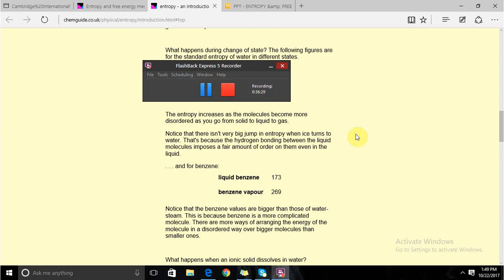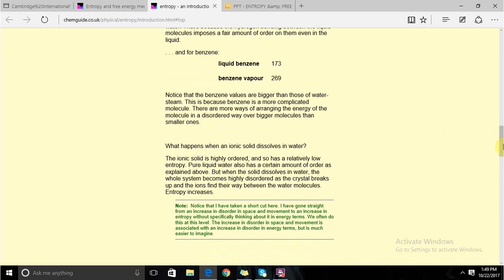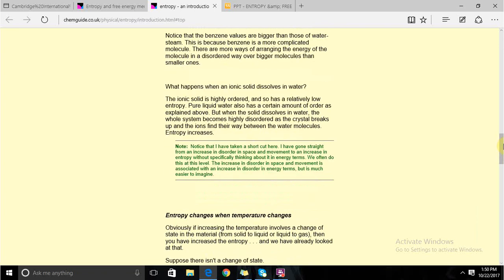Right, so moving onwards, what if we were to dissolve an ionic solid in water? An ionic solid is highly ordered, therefore relatively low entropy. Pure water will have a certain amount of order, but when the solid dissolves in water, the crystal will break up and the ions will find their way in between the water molecules, and therefore the hydrogen bonding that is making it quite ordered is broken up, and therefore the entropy will increase.